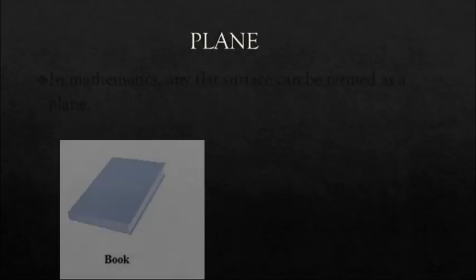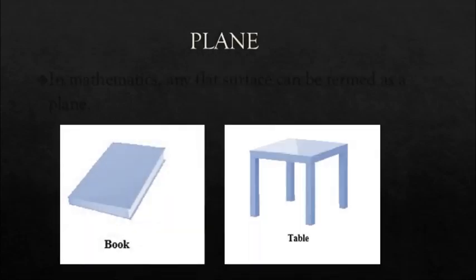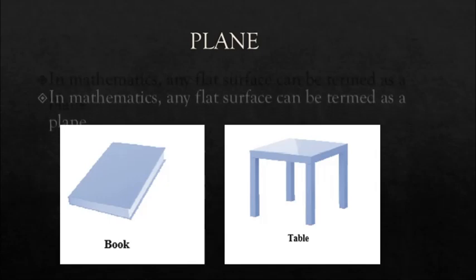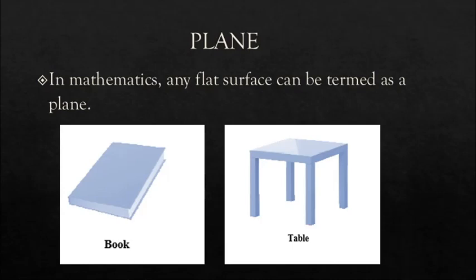Next is plane. Now, any flat surface can be called a plane. In mathematics, the surface which is flat, we call it a plane. Also, a plane is never fixed. You can extend the plane in all the directions.